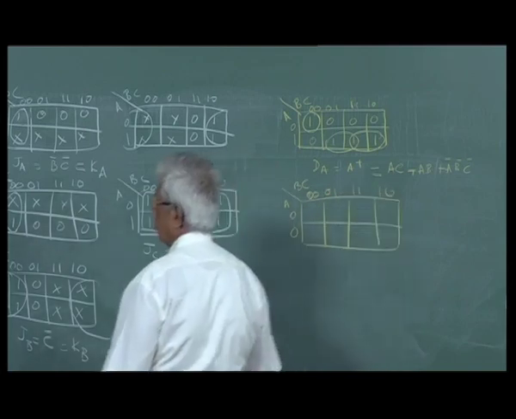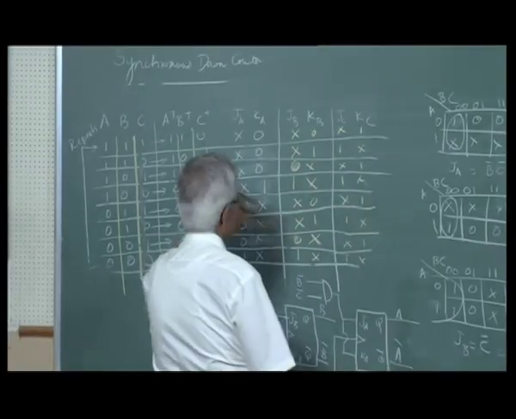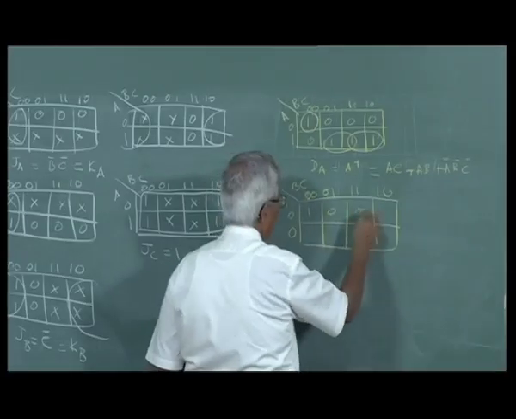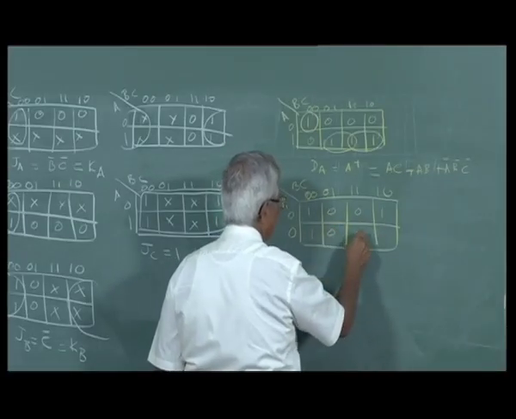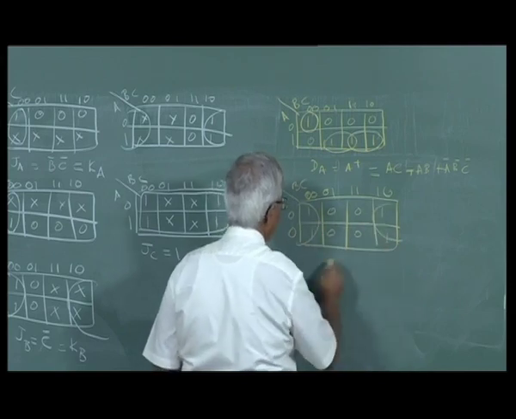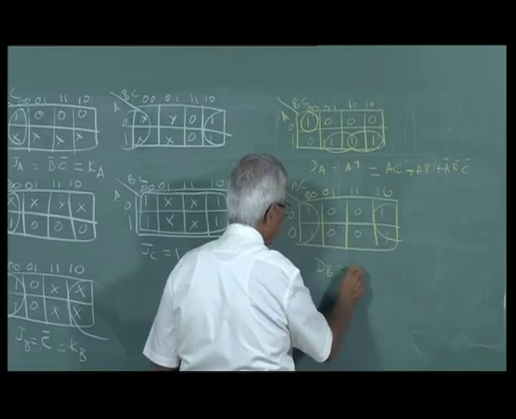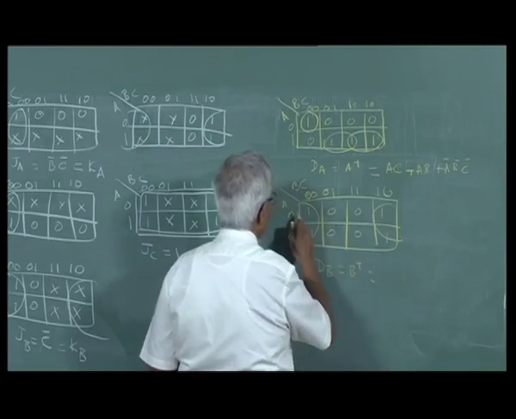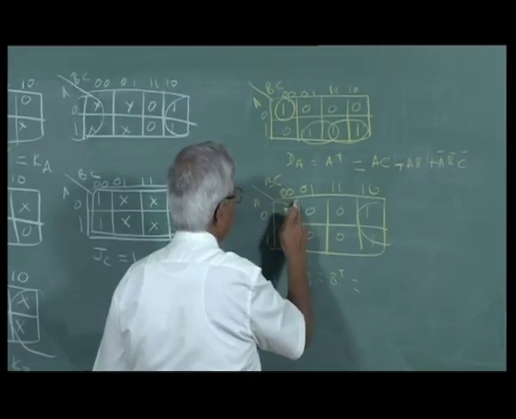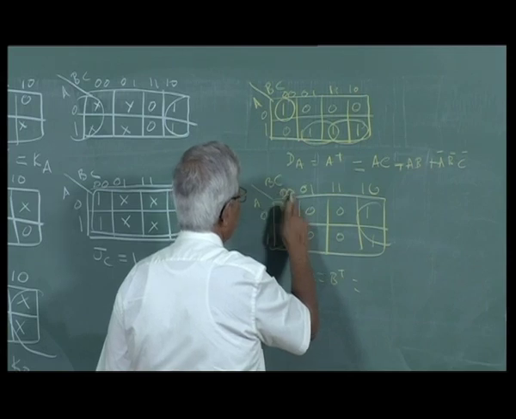So again you start from here: 1001, 1001. This should have been the same because there also we have the same thing. So this should be dB, which is B plus, which is B bar, B, C bar.